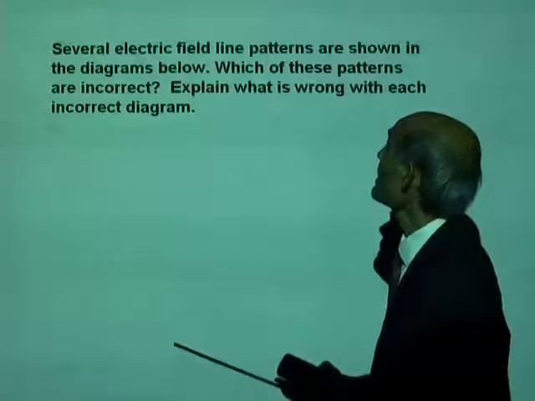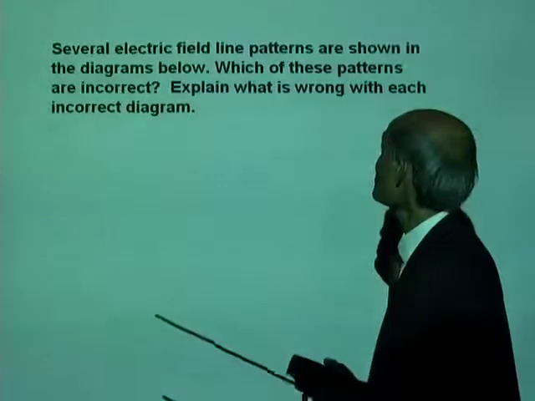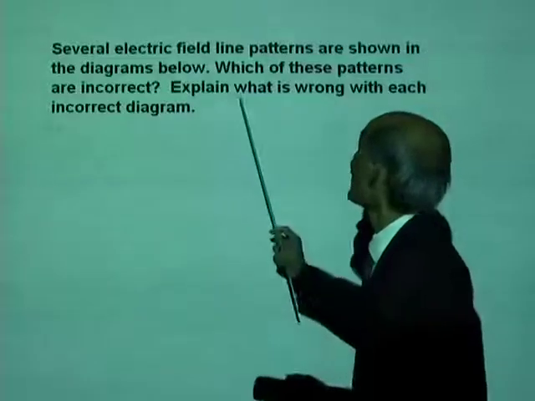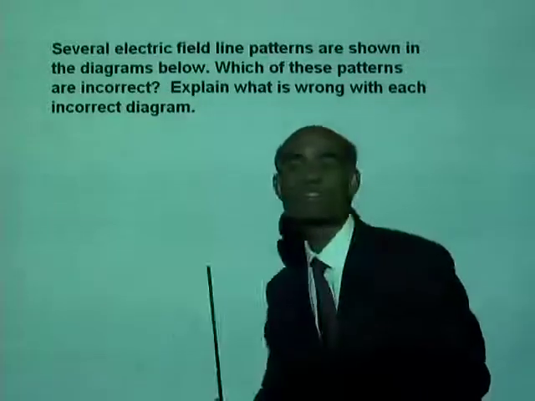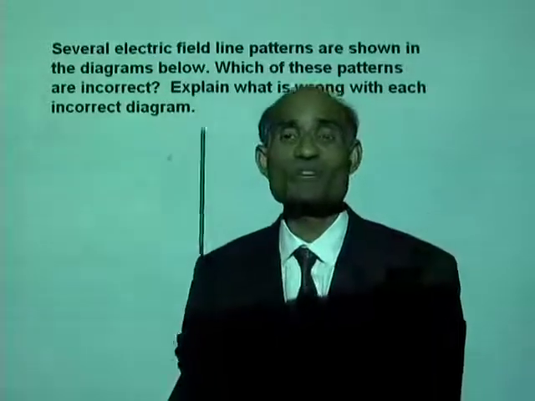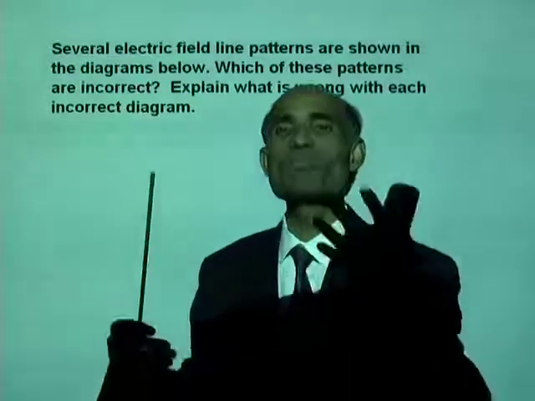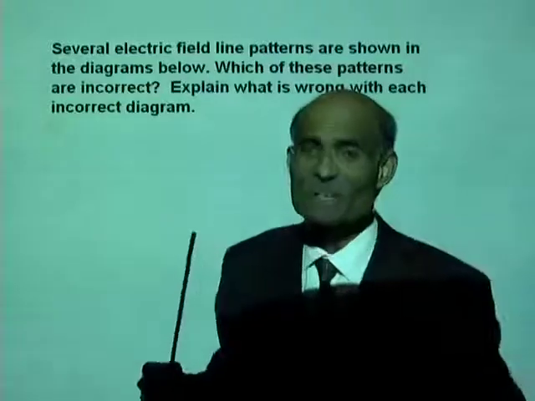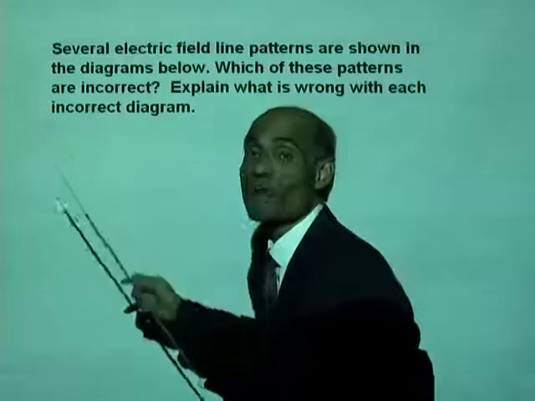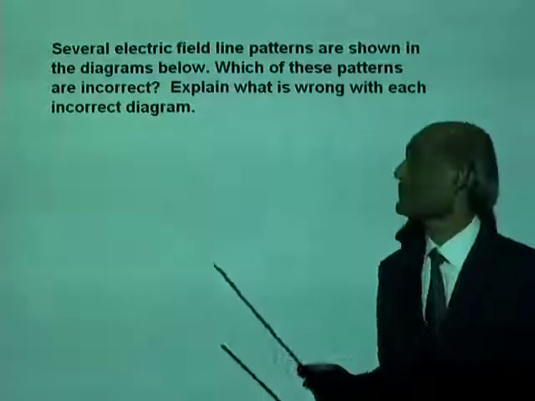Several electric field line patterns are shown in the diagrams below. Which of these patterns are correct? Explain what is wrong with each incorrect diagram. Now, each one will earn you 1 extra credit point. I'm just going to show them to you, and I will leave them for you to answer and send them to me. You have this all on the PowerPoint, so I'm going to go a little fast. You look at the PowerPoint and then answer those and send them to me.